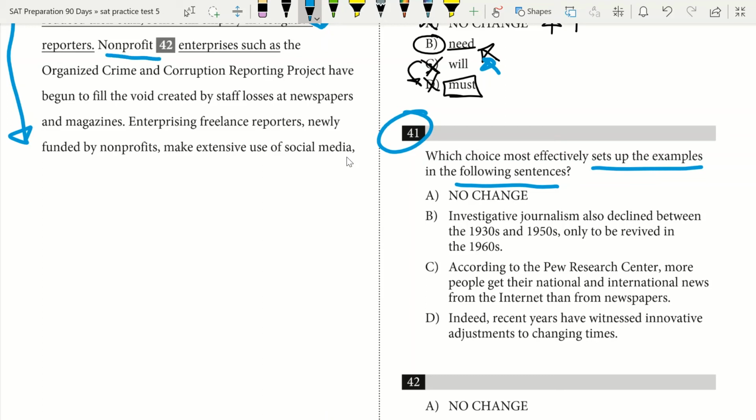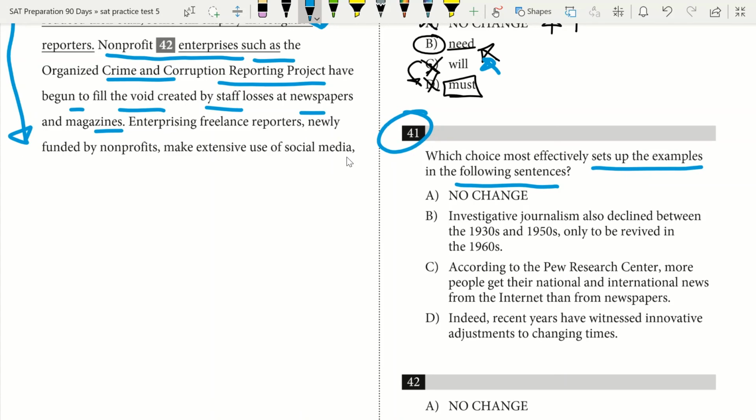So we have nonprofit enterprises such as Organized Crime and Corruption Reporting Project. Now in this case, I'm going to go ahead and answer question 42 because I see it's a simple grammar question, so I want to answer that as I read on. So I see I have nonprofit enterprises, and then I have such as the Organized Crime and Corruption Reporting Project have begun to fill the void created by staff losses at newspapers and magazines.